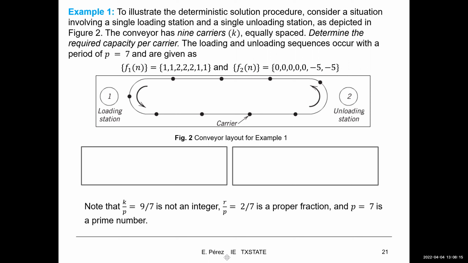And then for unloading, we are not going to load anything until we get to this period right here in which we're going to unload 5 and then we're going to unload 5. So this is the sequence of loading and unloading that are going to happen in this example. And we're going to use that to determine what will be the maximum capacity that we need for our conveyors, so for our carriers in the conveyor.